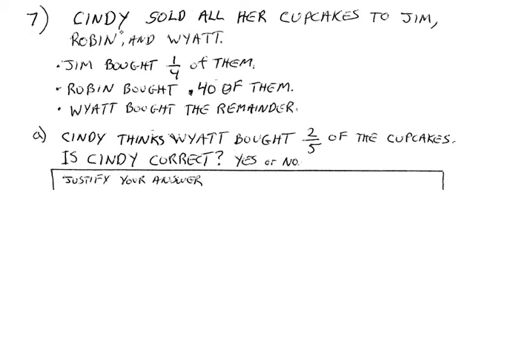Okay, so we see that Cindy sold all the cupcakes to Jim, Robin, and Wyatt. Jim bought 1/4 of them. Robin bought 0.40 of them. Wyatt bought the remainder. Cindy thinks Wyatt bought 2/5 of the cupcakes. Is Cindy correct, yes or no?